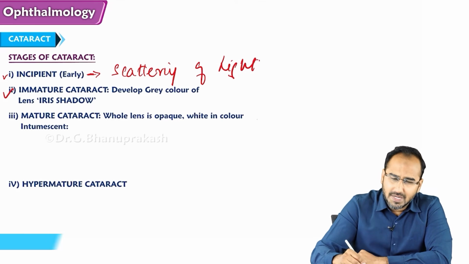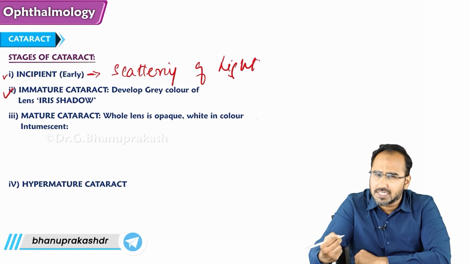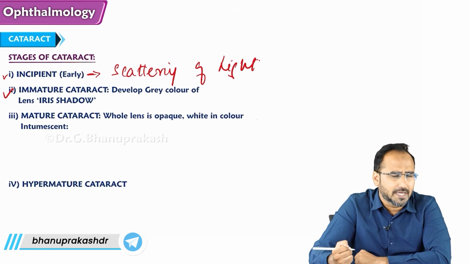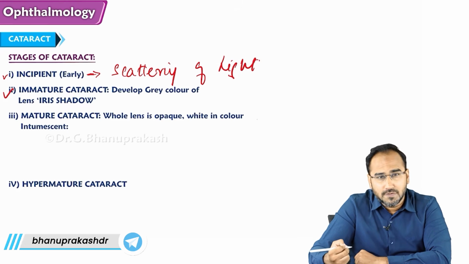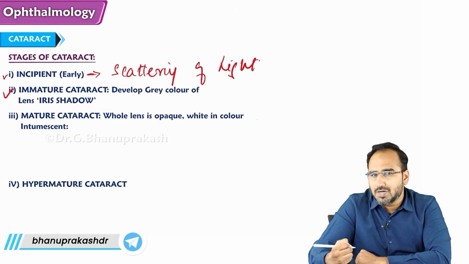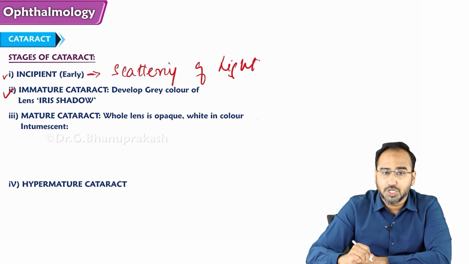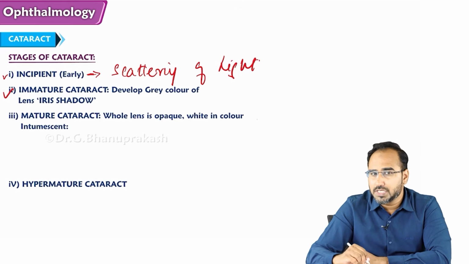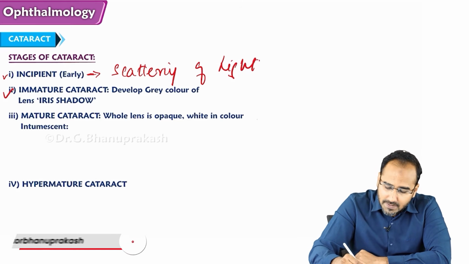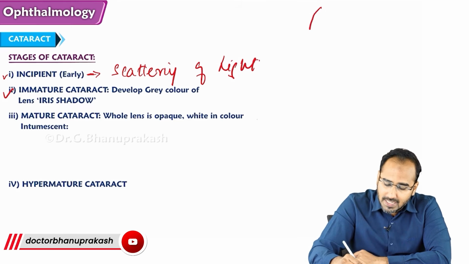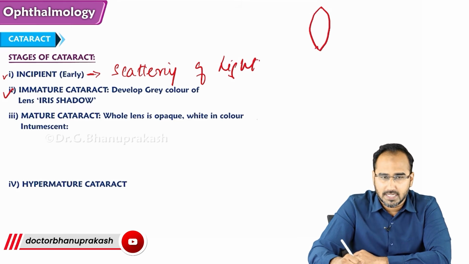So basically, remember guys, in the early stage, you are seeing scattering of light, which is called the incipient cataract. Next stage, you will see the gray color of the lens, which is called iris shadow or immature stage. Third stage is called the mature stage. In the mature stage, what happens to the lens? The total lens becomes opaque.